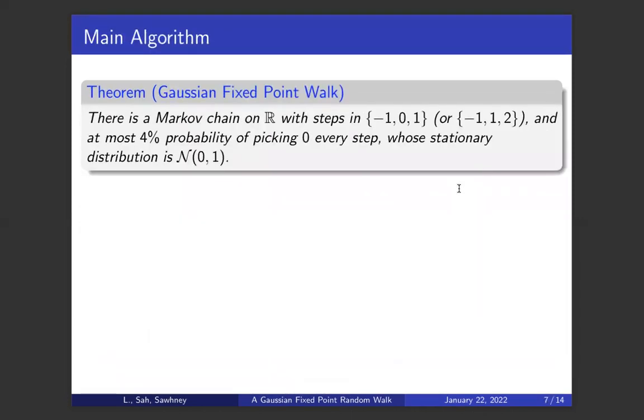Now I'm going to describe our main algorithm for proving this theorem. So the first part is what we call a Gaussian fixed point walk. The precise statement of that is, we show that there is a Markov chain on R, so one-dimensional, and the steps are signed either -1, 0, 1 or -1, 1, 2, and at most 4% of the steps are going to be 0, and the stationary distribution of this Markov chain is exactly the normal distribution with mean 0 and variance 1.